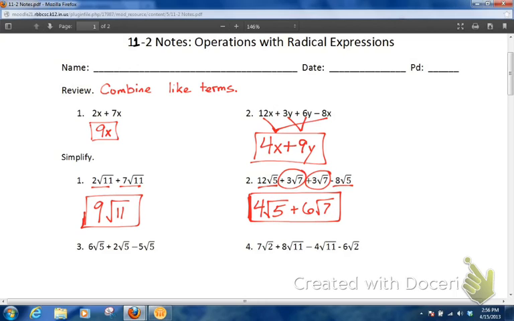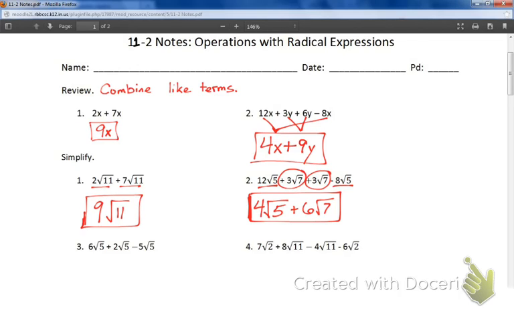So, pretty simple stuff here. You should really try number 3 and 4 on your own by pausing the video, and then check your answers when you're done. Alright, so here we go. 6 root 5 plus 2 root 5 minus 5 root 5. I might do this in stages here. 6 root 5 plus 2 root 5 is 8 root 5, minus 5 root 5 gives me 3 root 5. Done.